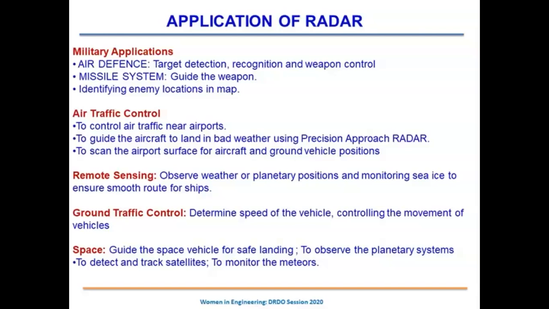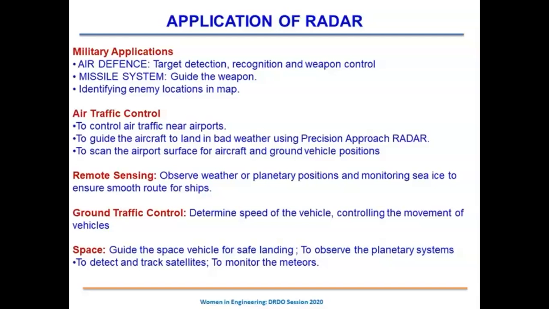One more application of radar is in imaging. By using electromagnetic waves, we can image a particular area. In that case also, it will help in identifying enemy locations on a map. The other, commercial application is in air traffic control. Most of our air traffic control applications use radars to control air traffic near airports, to guide aircraft to land in bad weather, and for ground and aircraft vehicle positions and movement. So in air traffic control, radars are heavily used.